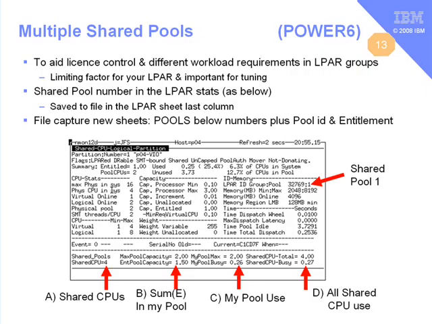At the middle right we can see what's happening in our actual pool. We have 2 CPUs in the pool, and we're currently using only 0.26 worth of CPU time among all the logical partitions in that pool. And at the bottom right we have an overall use of all the shared CPUs. In this case we can see we're just using 0.27 of a CPU. The bulk of that is in my pool, and there's 0.01 of a CPU being used in some other pool.